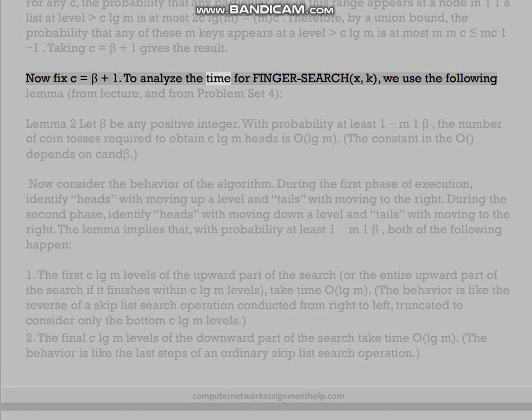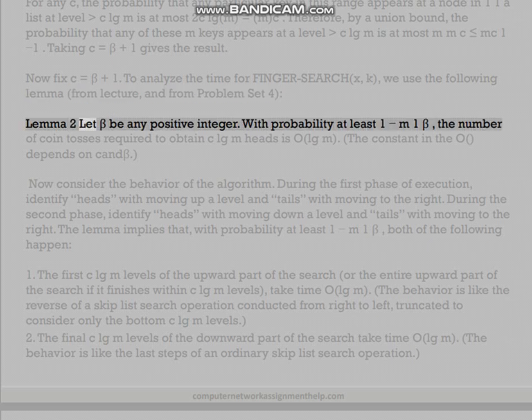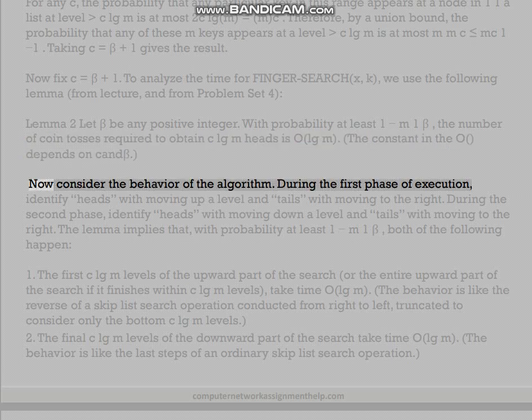To analyze the time for finger search(x, k), we use the following lemma, from lecture and from problem set 4. Lemma 2. Let beta be any positive integer. With probability at least 1 minus 1/m^beta, the number of coin tosses required to obtain c lg m heads is O(lg m). The constant in the O depends on c and beta. Now consider the behavior of the algorithm.